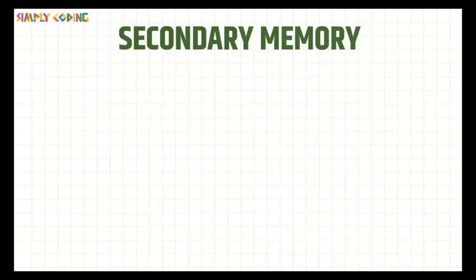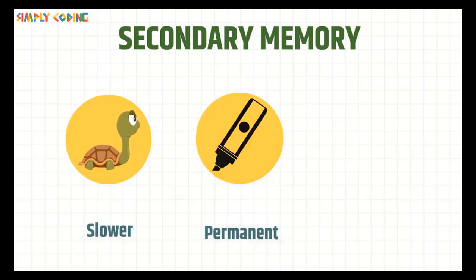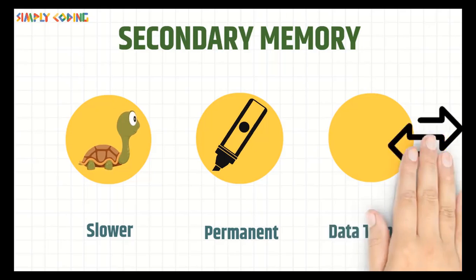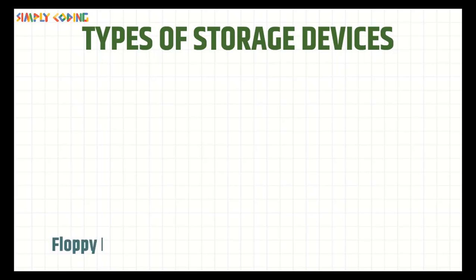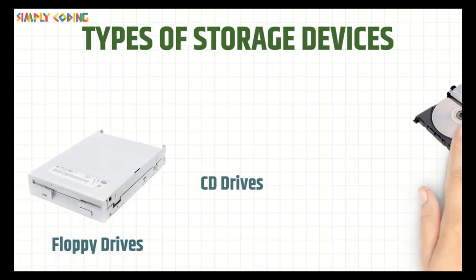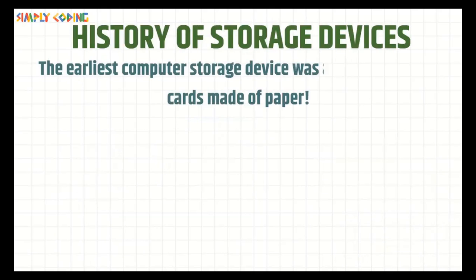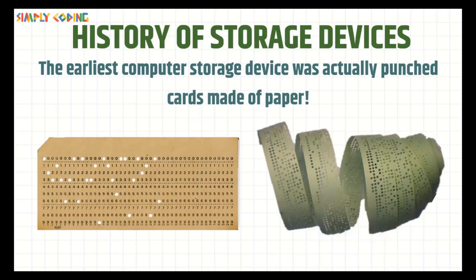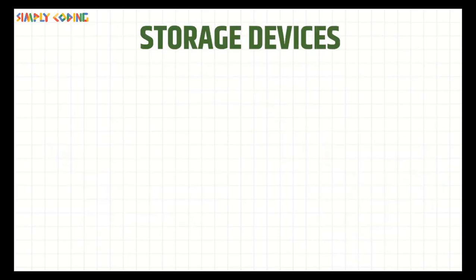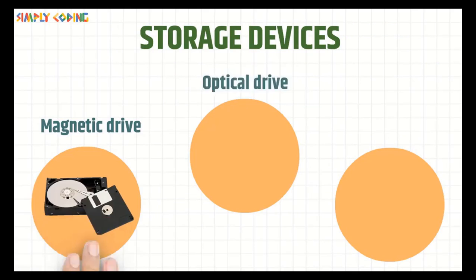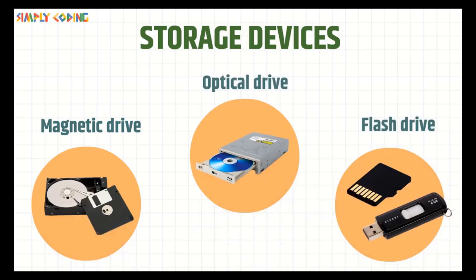Its key characteristics are it is slower than the primary memory, data stored is permanent, so it is used for storage and backup. It helps in transferring data from one computer to another. There are many different types of storage devices such as floppy drives, CD drives, tapes, etc. The earliest computer storage device was actually punch card made of paper. Now we have storage devices which are either magnetic, optical or flash memory devices. Let's look at each one of them.